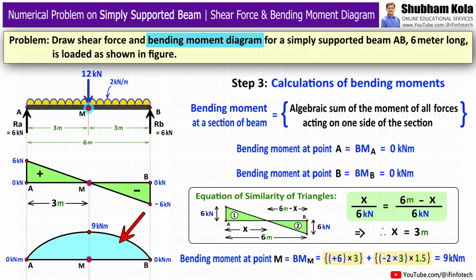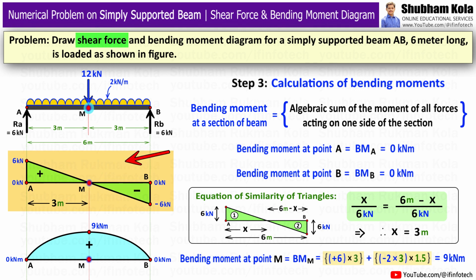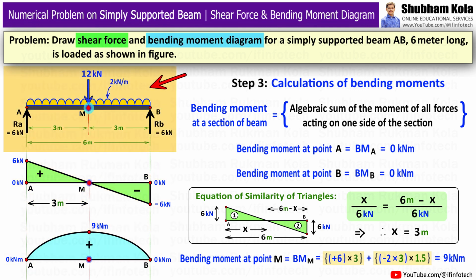Now, since I can see this bending moment diagram is drawn above the reference line of bending moment 0 kN meter, hence I will show this portion by positive sign. So here I have completed the shear force diagram and bending moment diagram for the simply supported beam.